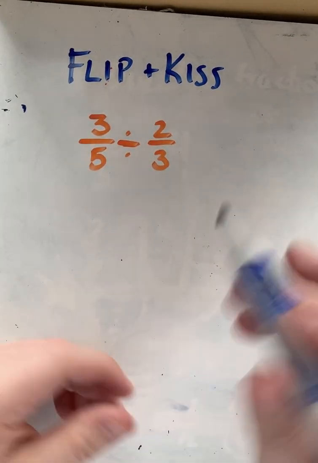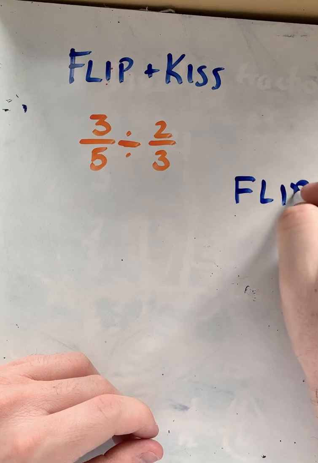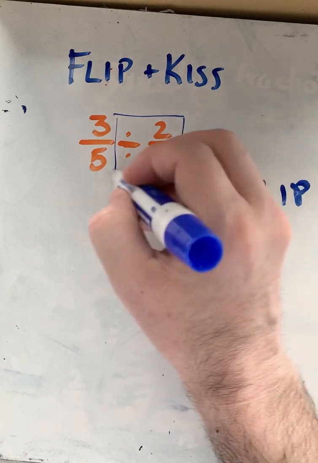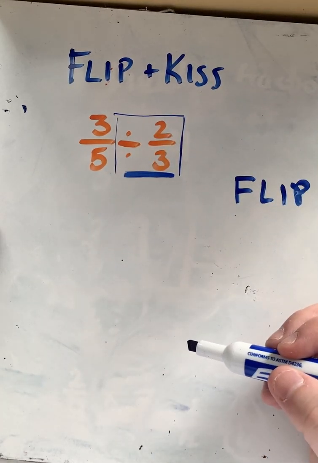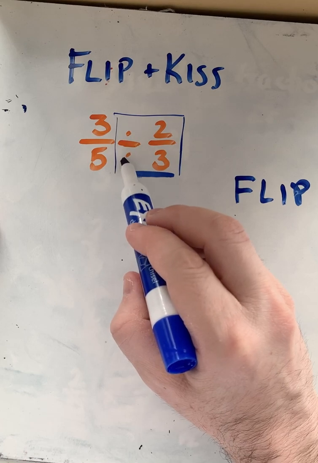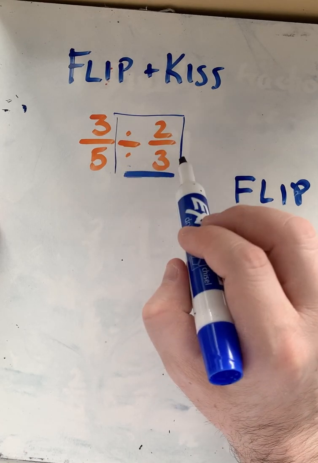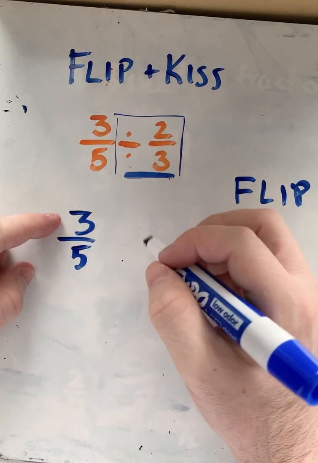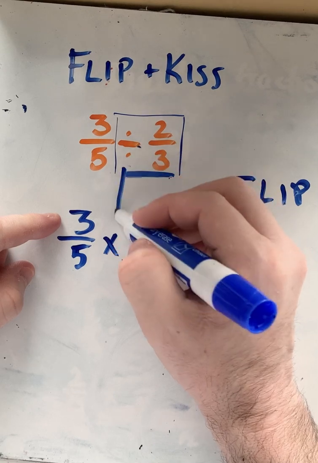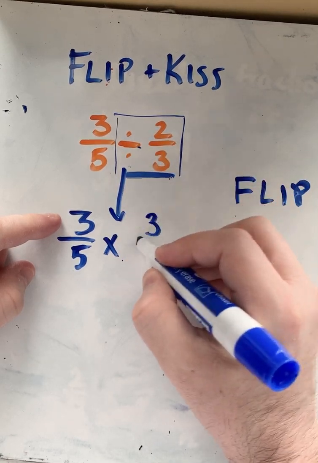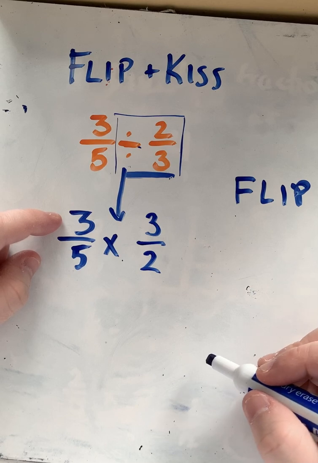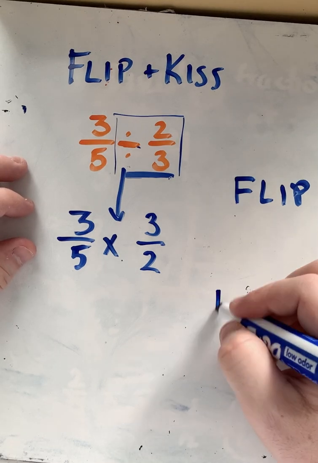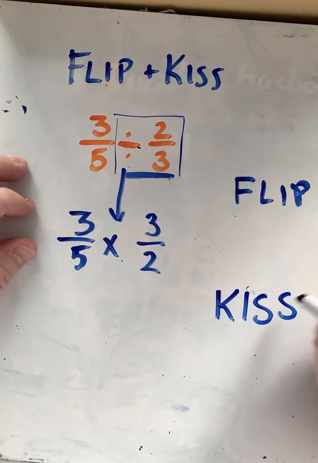So first stage is I'm going to do my flip. So I'm going to rewrite it, but this time I'm going to flip everything after the first fraction, which means I'm going to flip the sign, right? Division will now become multiplication. I'm going to flip the fraction. So my next line will look like this: 3/5, nothing changes there, times, right? I'm flipping this, and now it's going to be 3/2. Okay? So I've taken one less step in this one, and just for your time's sake and whatever you feel comfortable. Now I'm going to kiss.